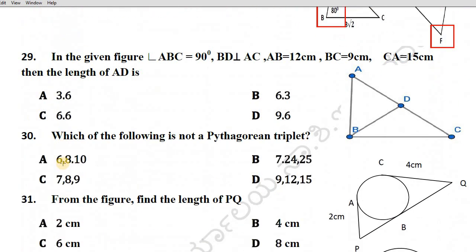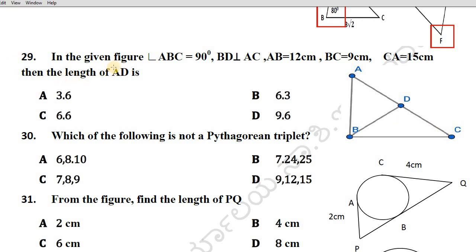Next question. In the given figure angle ABC equals 90 degree, means this angle is 90 degree. If you look at this triangle, easily you will come to know that. And BD is perpendicular to AC, means this angle is also 90 degree. AB is 12 centimeter, and BC is 9 centimeter. And CA, this hypotenuse, is 15 centimeter.